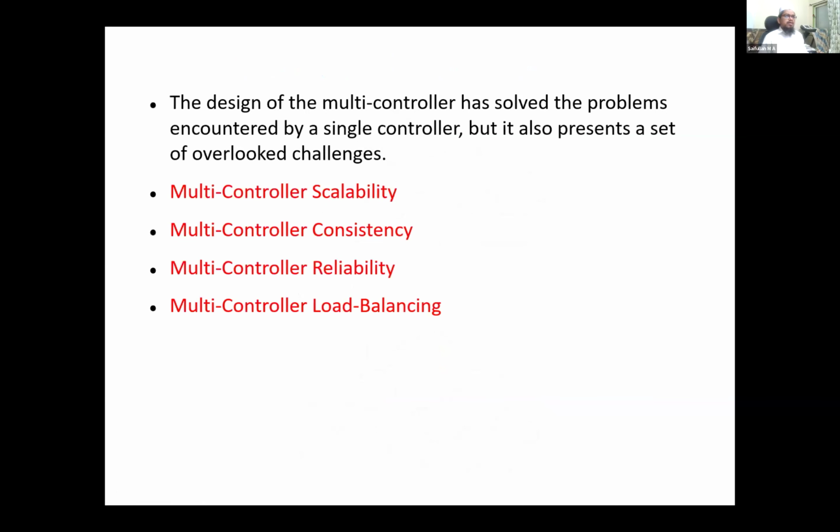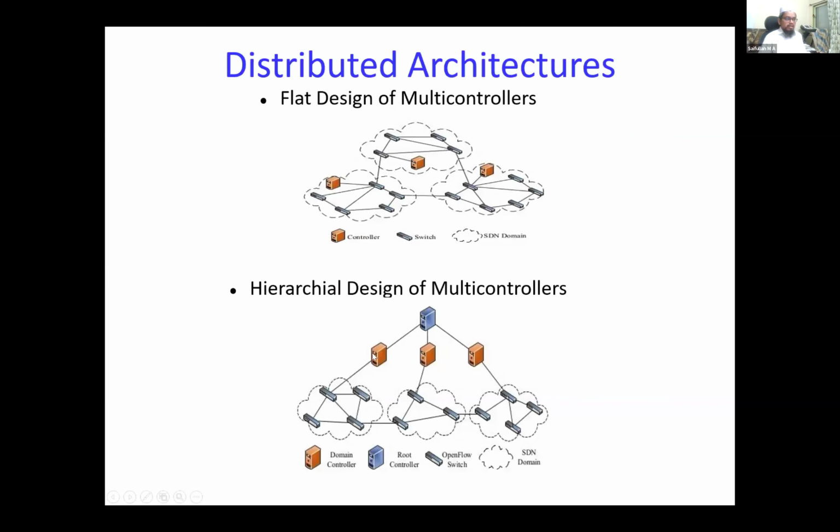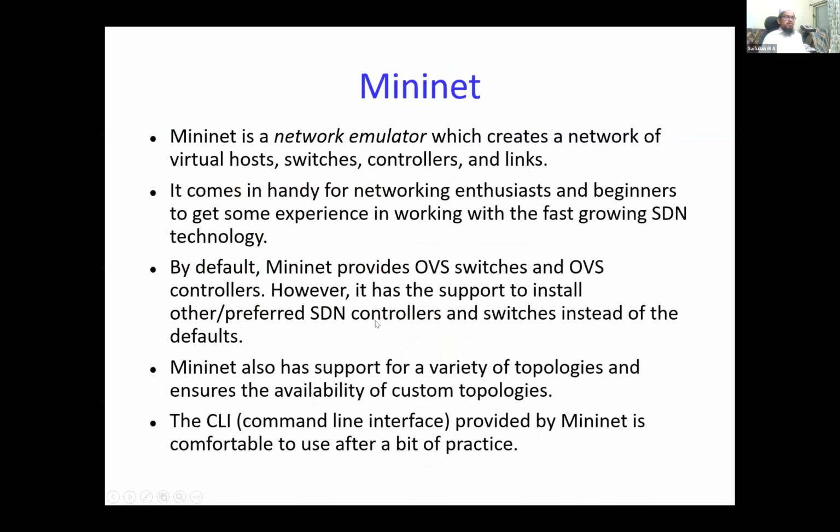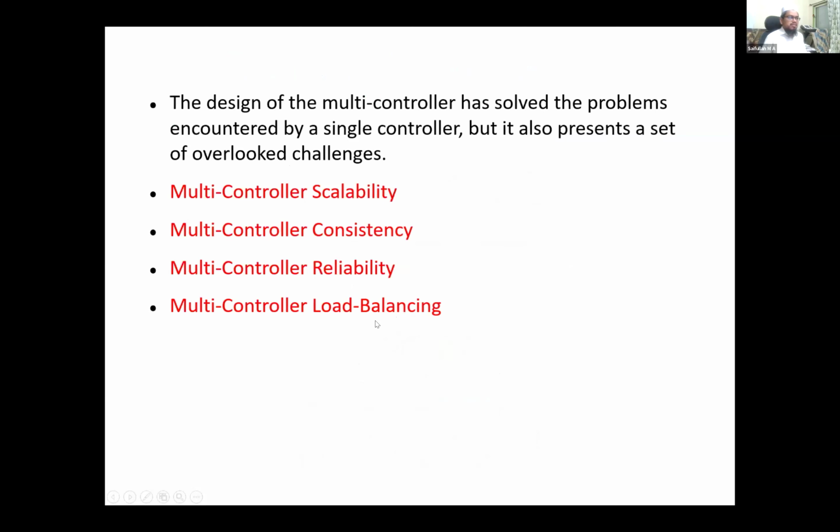The multi-controller solves the problem of single controller scalability, but it creates other problems like multi-controller scalability, how to add the multiple controllers, or even the consistency among the controllers, the reliability and the load balancing. Because a controller may have so much load, but the other controller may have very little. That actually creates a problem in the performance of the network. So these are some of the problems of the distributed controllers.